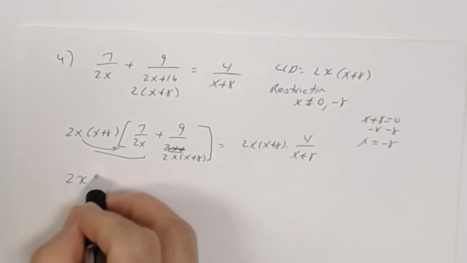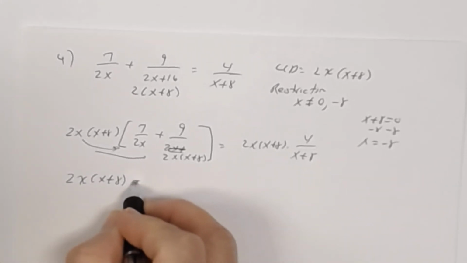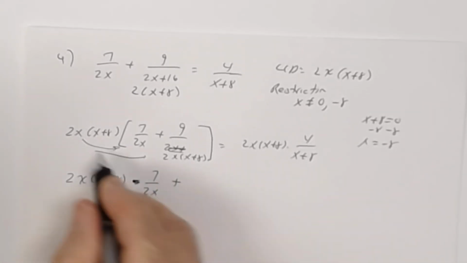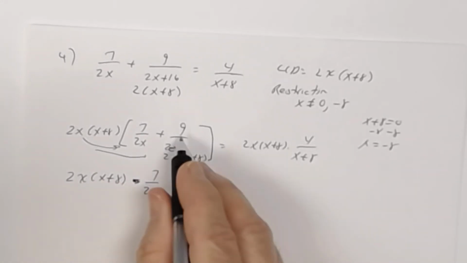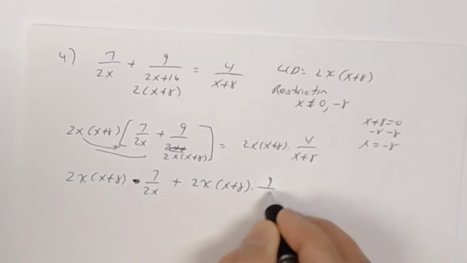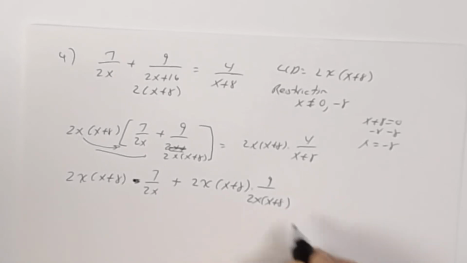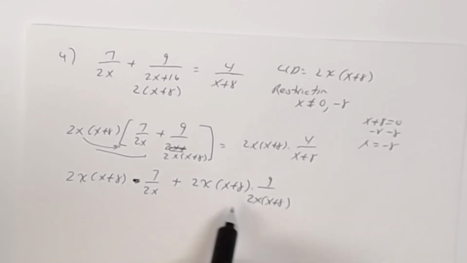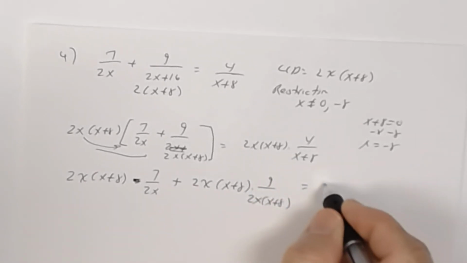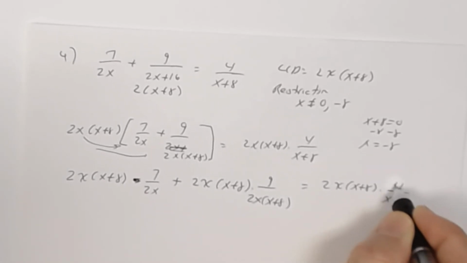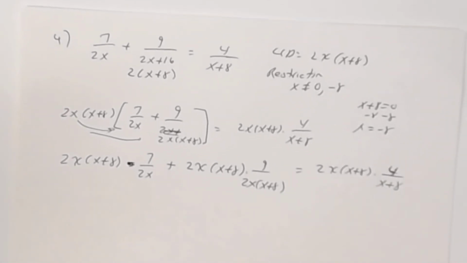So I get 2x times x plus 8 times 7 divided by 2x, that's multiplication here, plus, and then the LCD times the second rational expression, 2x times x plus 8 times 9 divided by 2x times x plus 8. Now remember a while ago I said make sure you use the factored form because now you can see that the 2's divide out, the x's divide out, and the x plus 8's divide out. And then equal, and let's rewrite this over, 2x times x plus 8 times 4 divided by x plus 8. Okay? All right, at that point, let's go ahead and reduce.